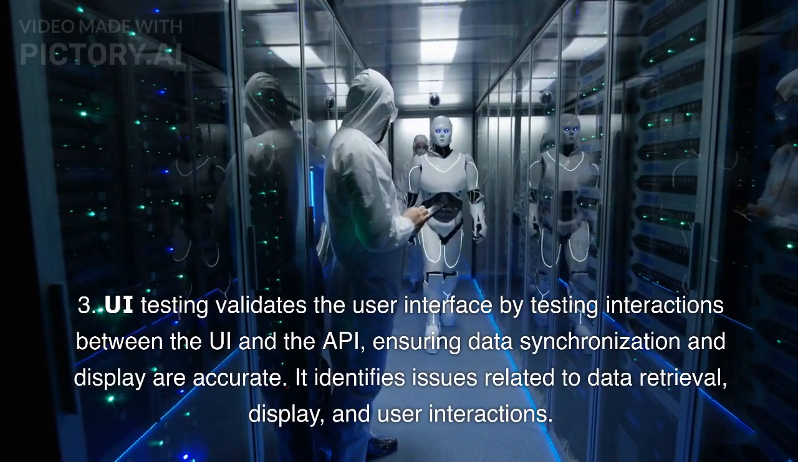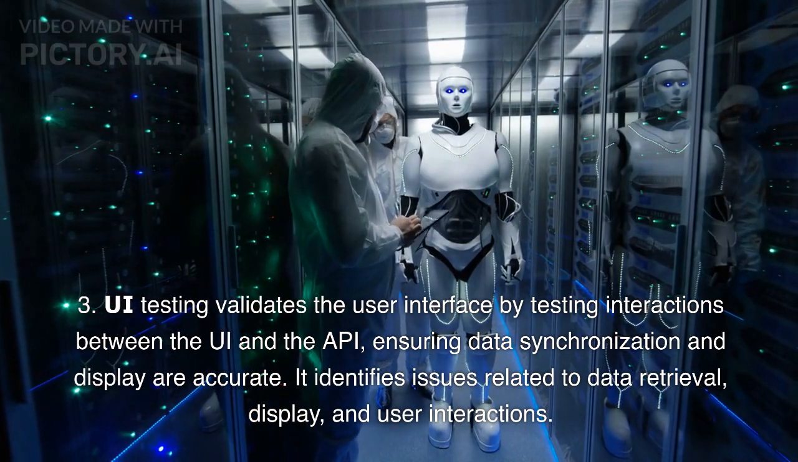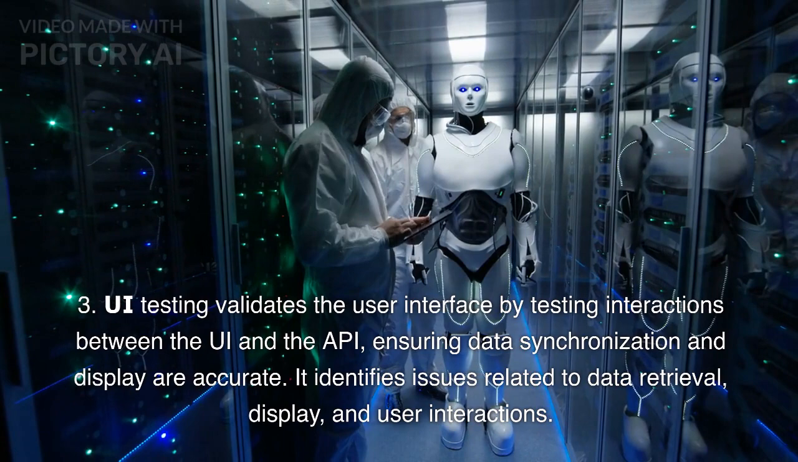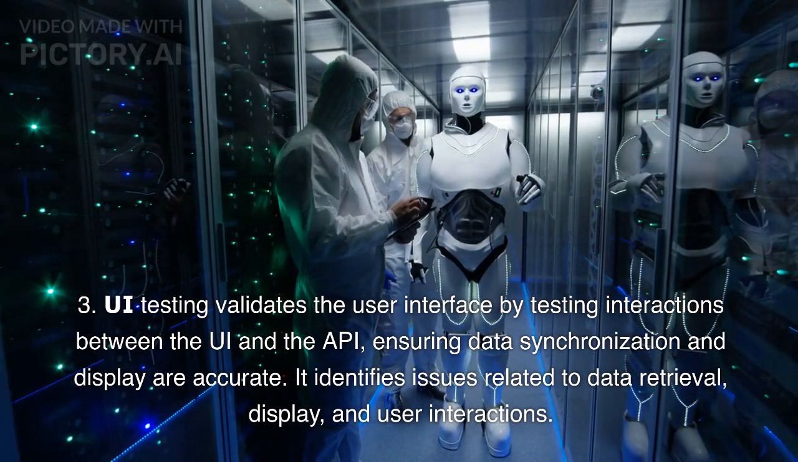3. UI testing validates the user interface by testing interactions between the UI and the API, ensuring data synchronization and display are accurate. It identifies issues related to data retrieval, display, and user interactions.